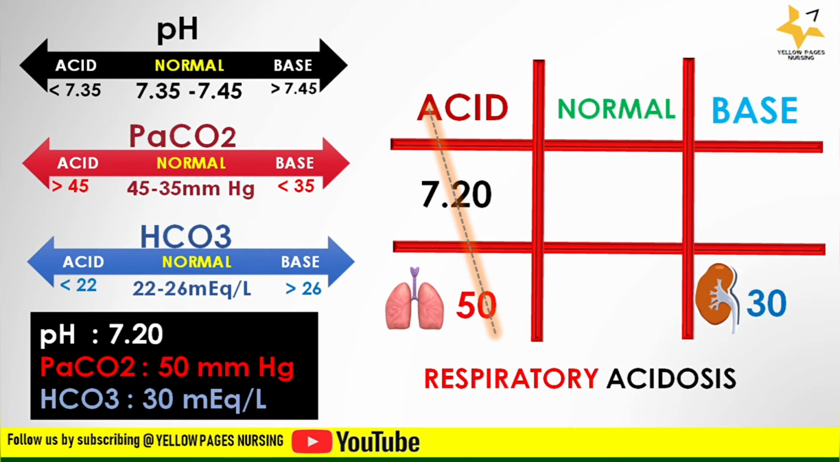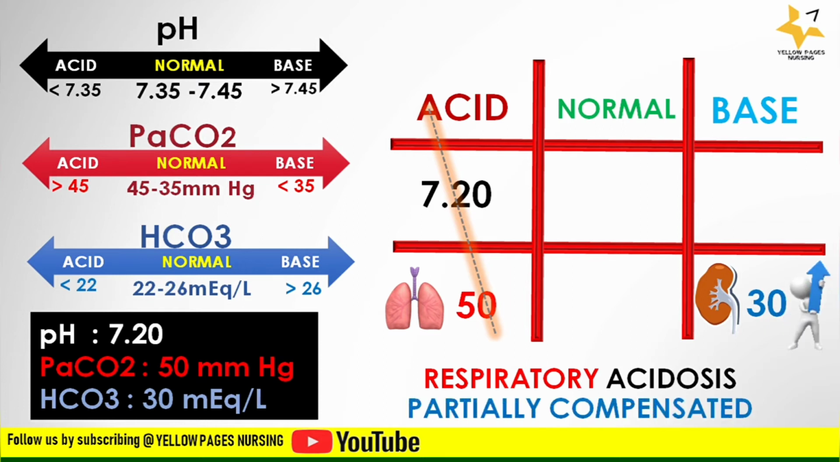Now let's identify the degree of compensation. When we look into the bicarbonate value, it has increased to correct the imbalance and therefore we say it is a partially compensated respiratory acidosis.